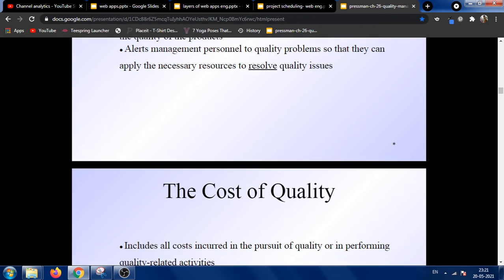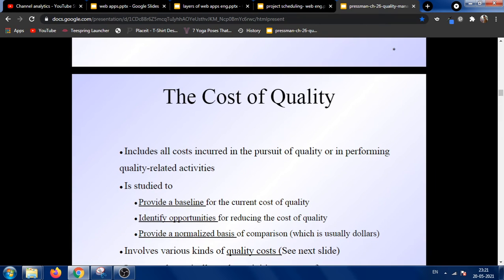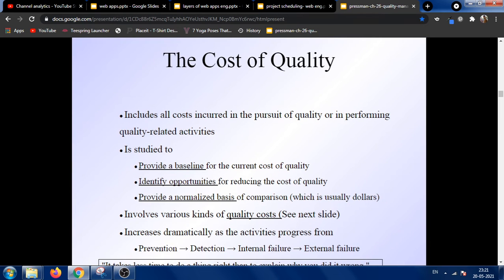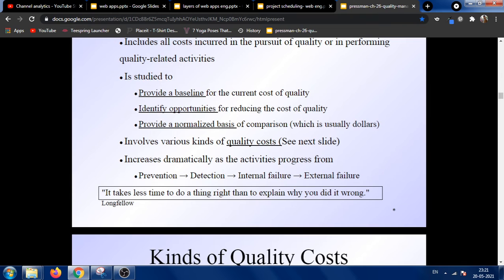Now let us see the cost of quality. When you say quality cost, there are many parts of this cost by which we can achieve the quality. So this includes all the costs incurred in the pursuit of quality or in performing the quality related activities. It is studied to provide a baseline for the current cost of quality, identify opportunities for reducing the cost of quality, and provide a normalized base of comparison.